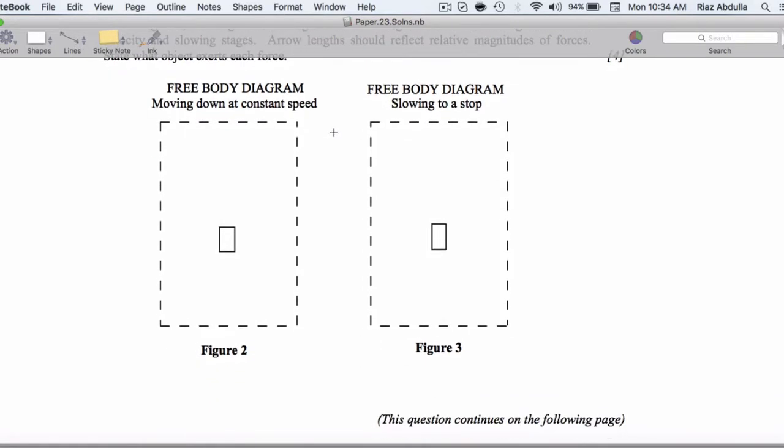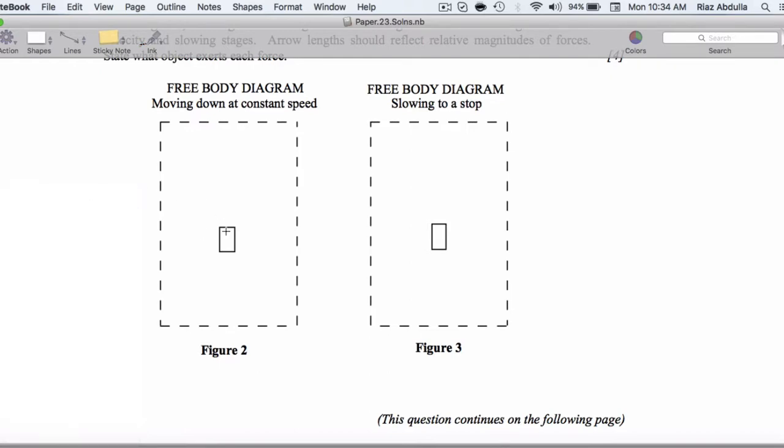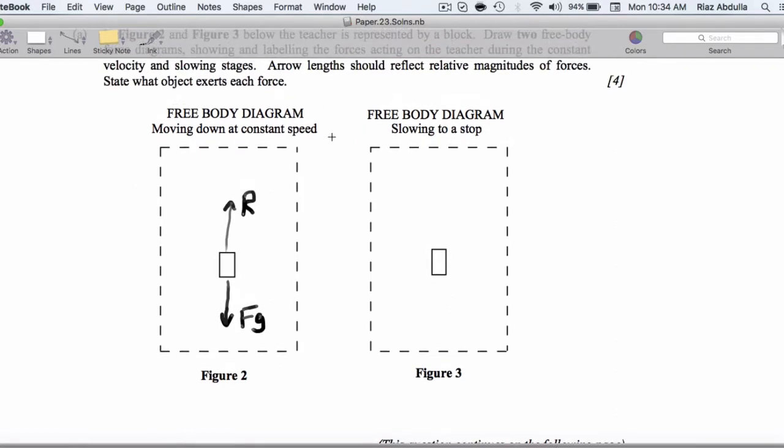Now, we've got the free body diagram of moving down at a constant speed, so let's label what we have here. We're going to have the reaction force going up and the gravity force or the weight force going down. Now, if the elevator is slowing to a stop, let's be clear. The weight force wants to drive the elevator down into the earth. And if we want to slow the person on the scale to a stop, that means the scale has to push up on them with extra force in order to slow them down.